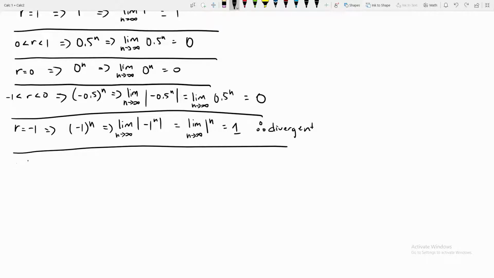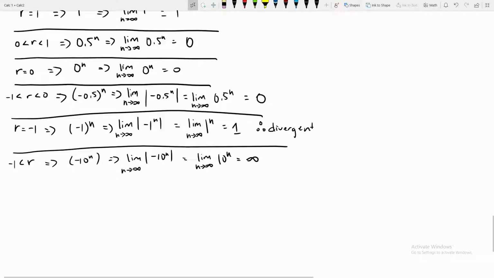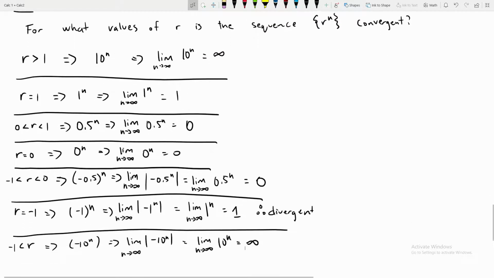Lastly, we want to check if r is less than -1. In this case, we might have something like (-10) to the n. And then we want to apply the same exact trick. We just take the absolute value of (-10) to the n, and we'll see that we get the limit as n approaches infinity of 10 to the n, and that'll be infinity. So it's also divergent here. So we've kind of covered all cases. We've covered the ones, the zeros, the infinite values, and the values in between 0 and 1. So we've covered all cases with this little breakdown.